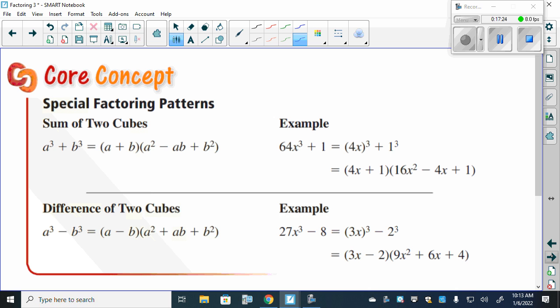Now, the first one that we're going to look at is the sum and difference of perfect cubes. If we have two numbers being added or subtracted that are perfect cubes, a number or a term that can be multiplied by itself 3 times, then we can factor it in the following way. A plus b times a squared minus ab plus b squared, and a minus b times a squared plus ab plus b squared. We get it in this form.